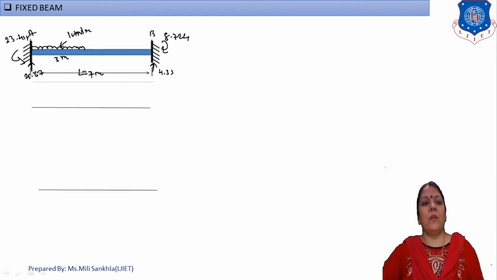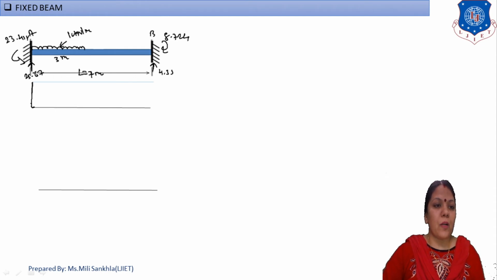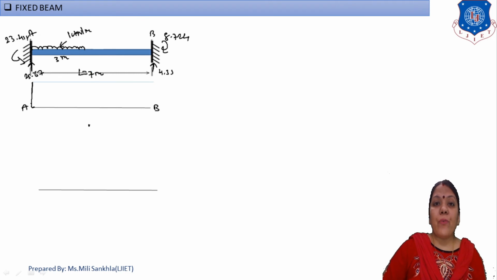Okay guys, now first of all we draw the SF diagram. This is the left hand side; draw the reference line. Mark this point A and point B. At this point, 25.67 on the left hand side is up, and minus 10 into 3, that is 30 in the down direction: 25.67 minus 30. My answer is 4.33, and the SF diagram of the UDL is inclined.